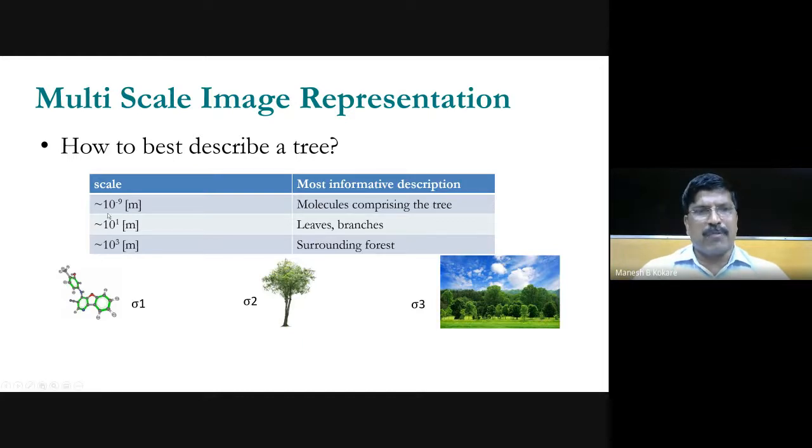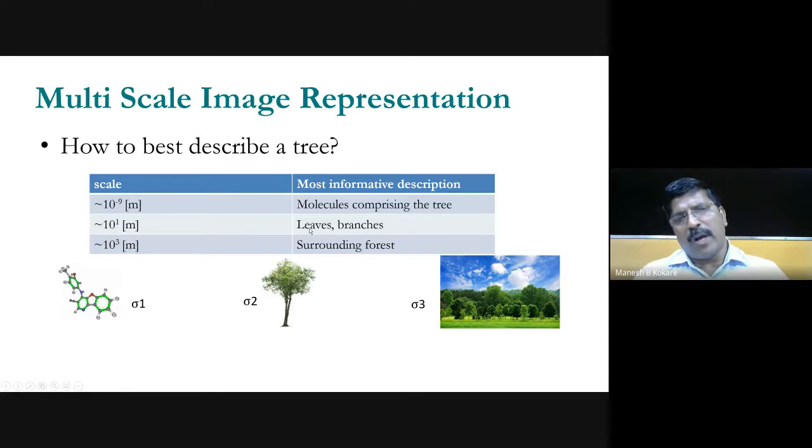For example, at scale 10 raised to minus 9 meter, you can see the molecules comprising the tree. At 10 raised to 1, that is 10 meter, you can see the entire tree. And at 10 raised to 3, that means 1000 meter, that is 1 kilometer away from the jungle, if you take the picture, you get various trees, the surrounding forest. Whereas at 10 raised to minus 9 meter, you get the molecular structure of that leaf.